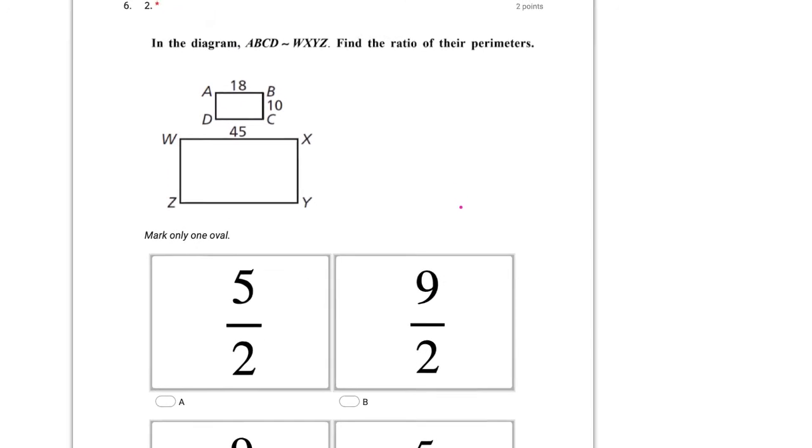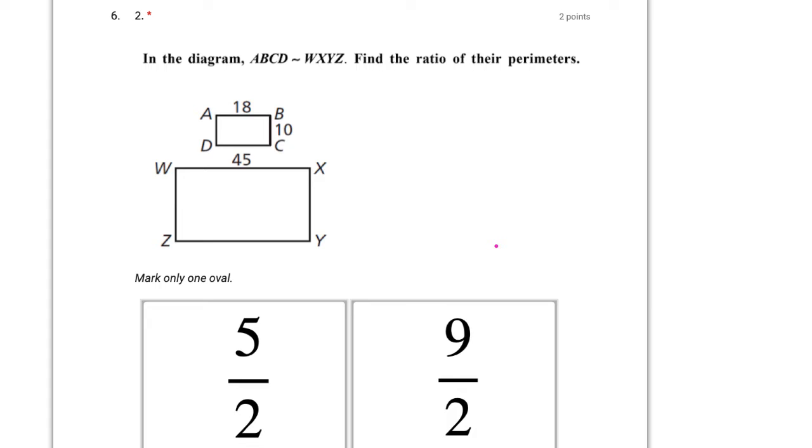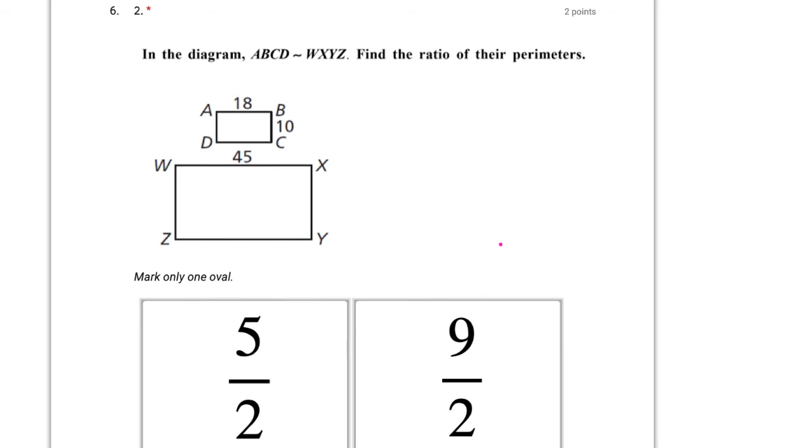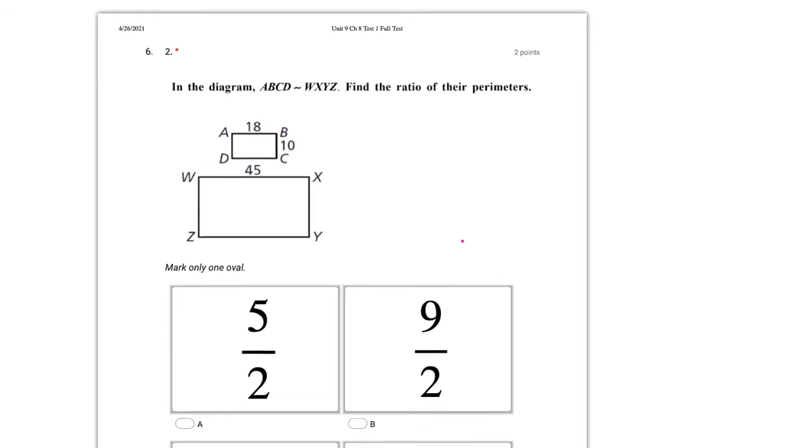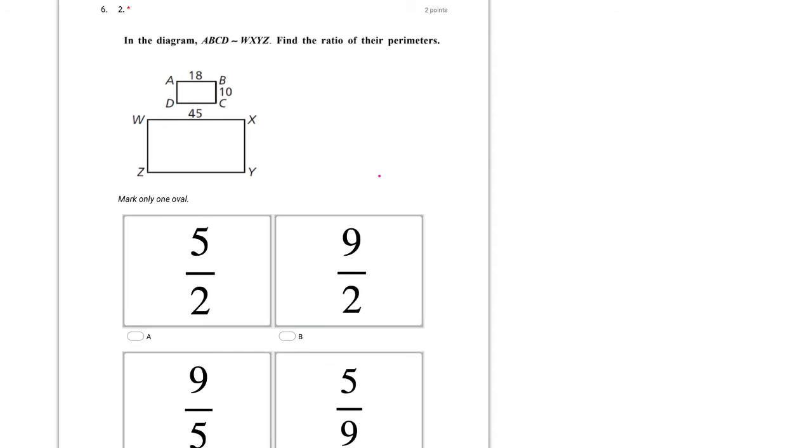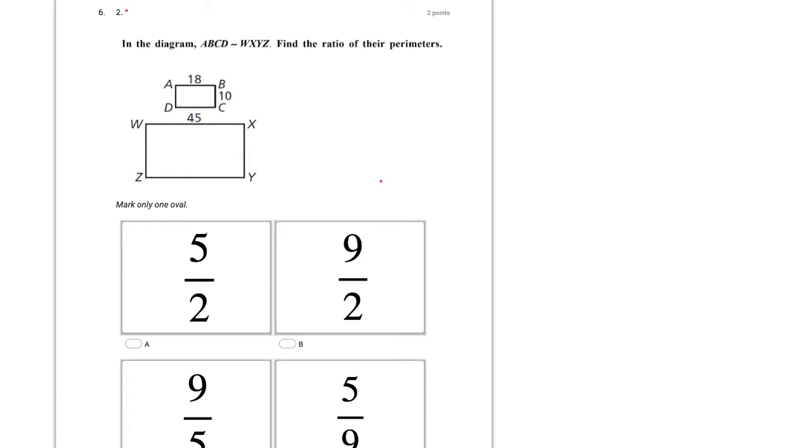Second question. In this diagram, we have similar quadrilaterals again. Find the ratio of perimeters. Well, the ratio of perimeters is exactly the same as the ratio of sides. So they've told us, for example, side AB, that's the first two, would be in the same proportion to WX. So whatever that ratio is would be the same as the ratio of all the other sides, and it'd also be the ratio of the perimeters, because perimeter goes with that scale factor as well.